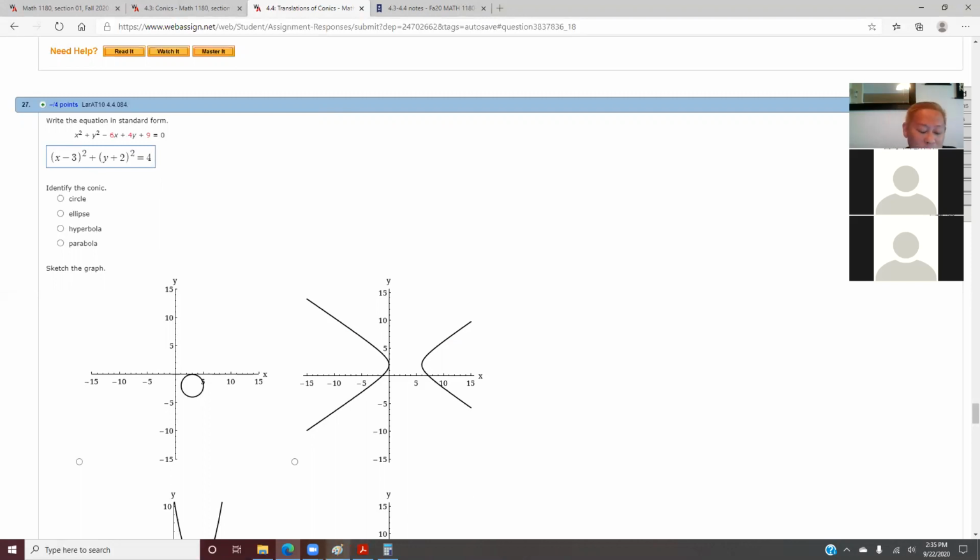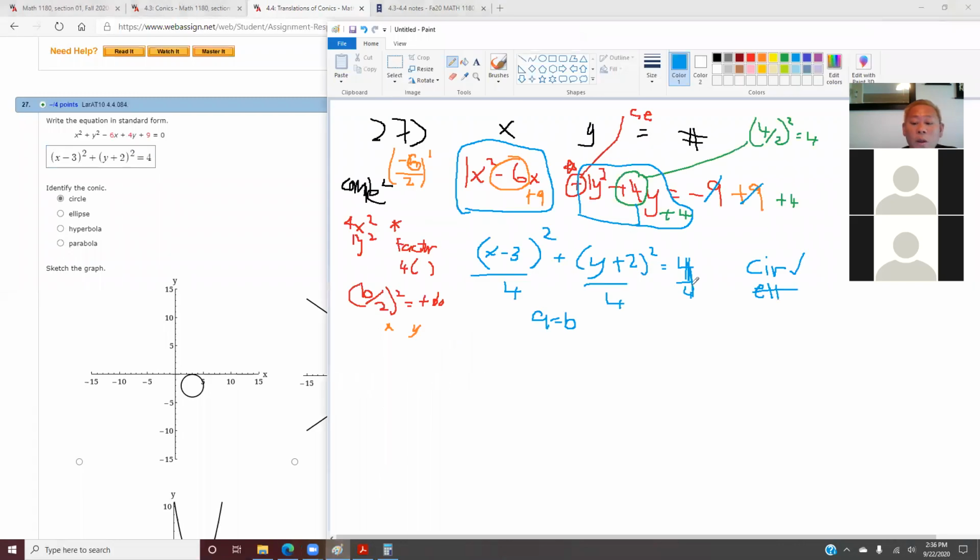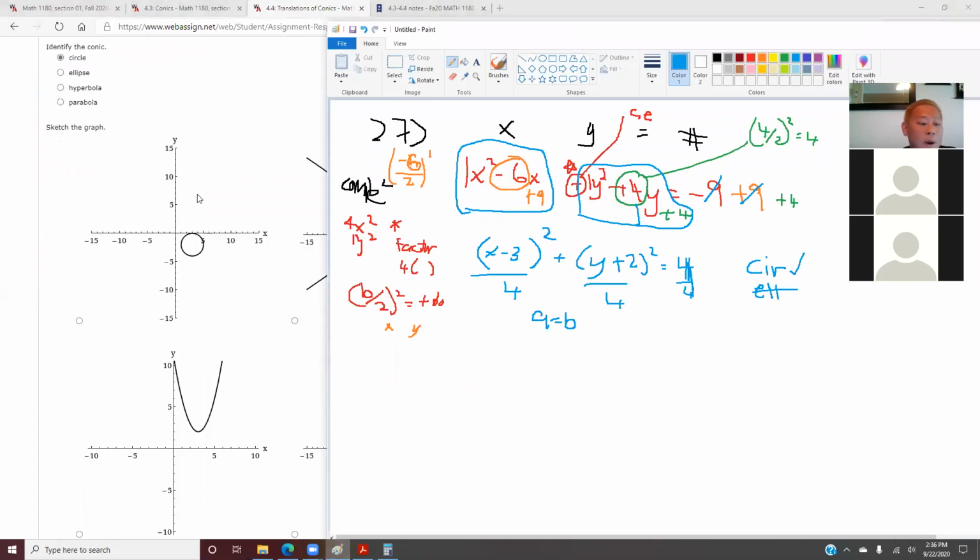You don't need to make it equal to 1. So, and this is a circle. Yep. Next, the graph of it.